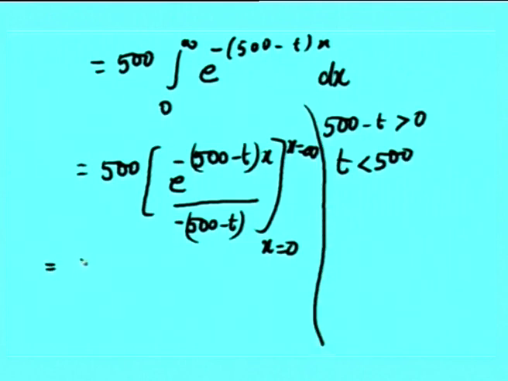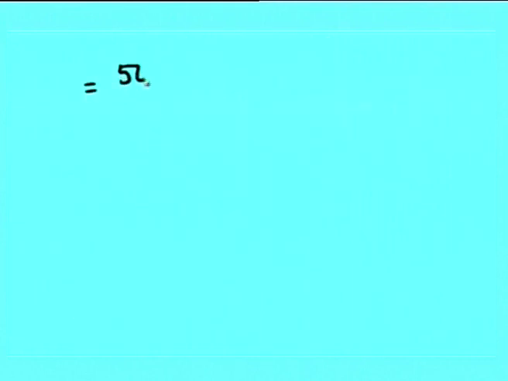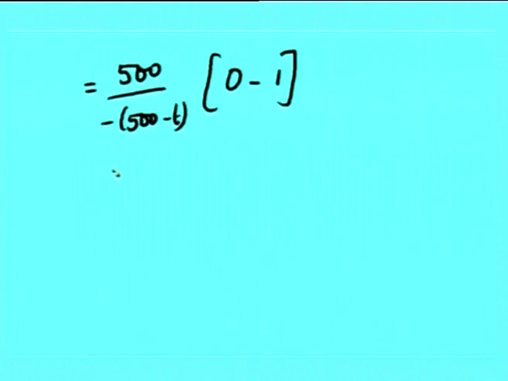This is equal to 500 by minus (500 minus t) into e power minus infinity minus e power 0. This is equal to 500 by minus (500 minus t), where e power minus infinity is 0 and e power 0 is 1, and we have the integration as 500 by 500 minus t. This is your M x of t.